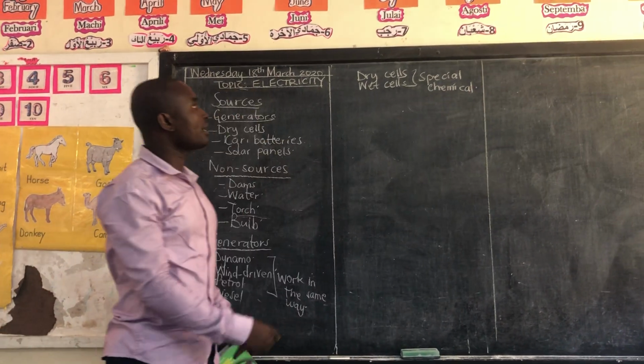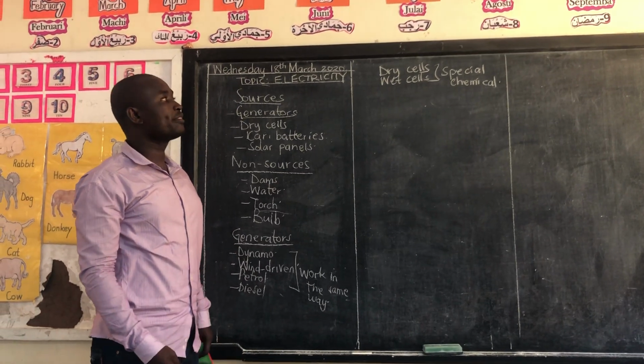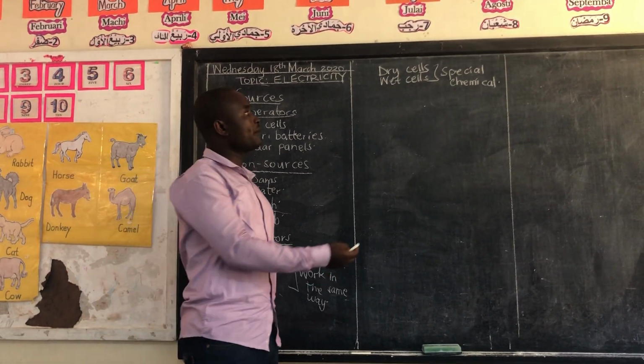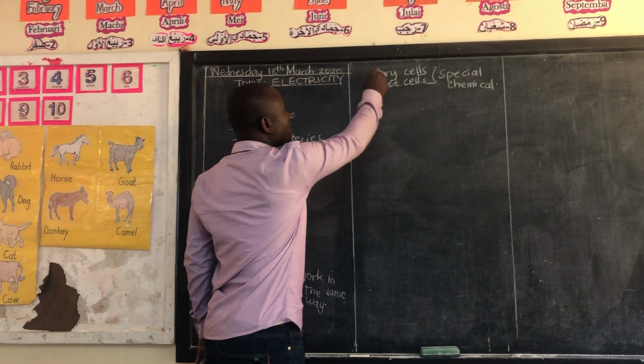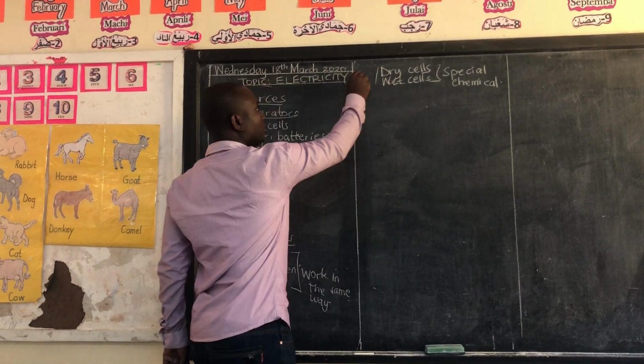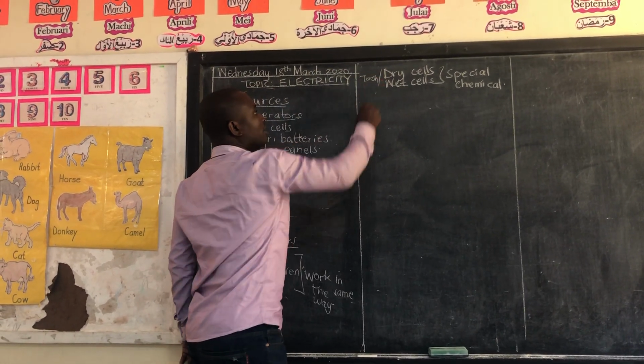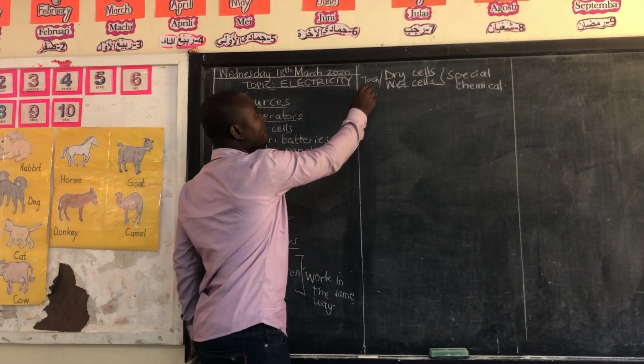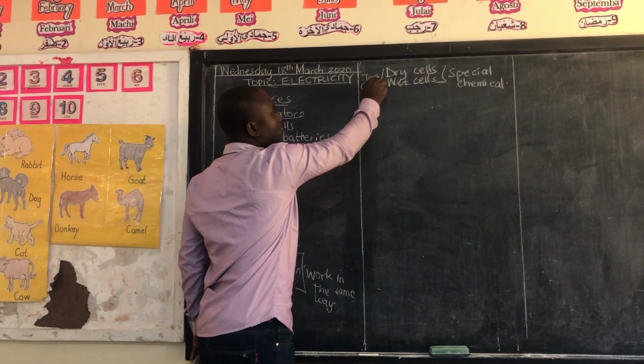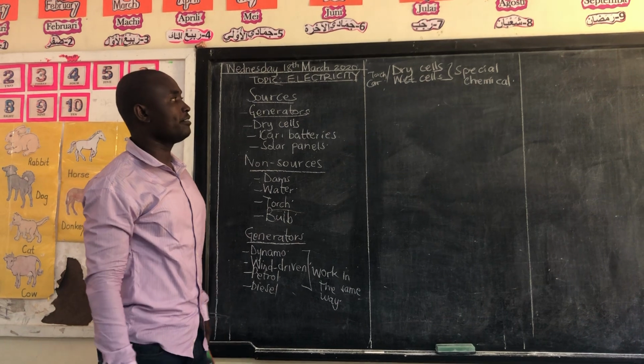So in an exam, they can ask, which two work the same way? The dry cells, they work the same way as wet cells. Dry cells are for the torch, and wet cells are called car batteries. Those two, they work in the same way.